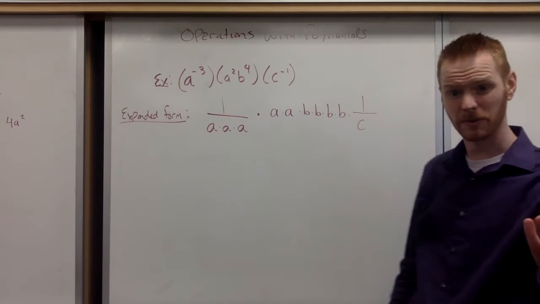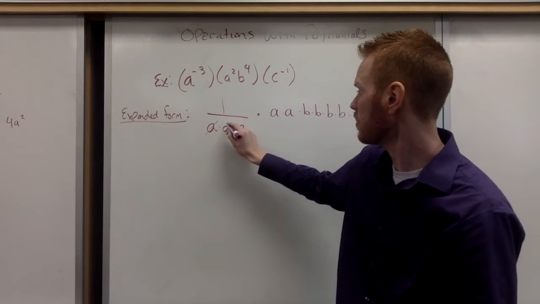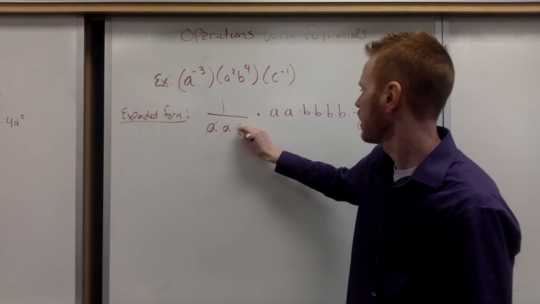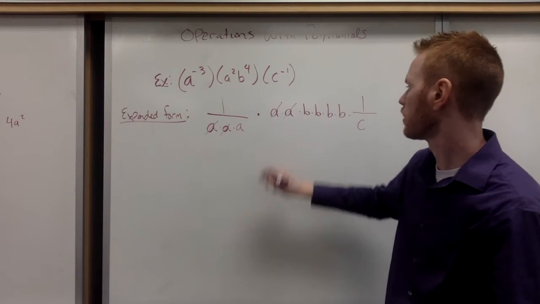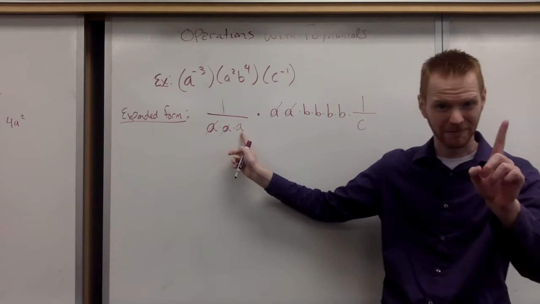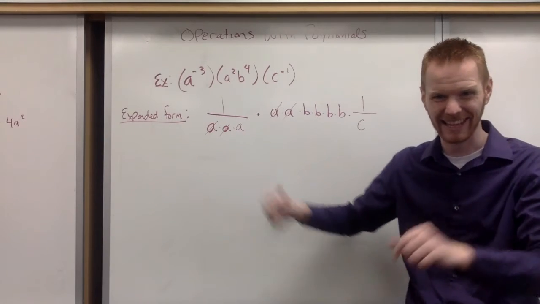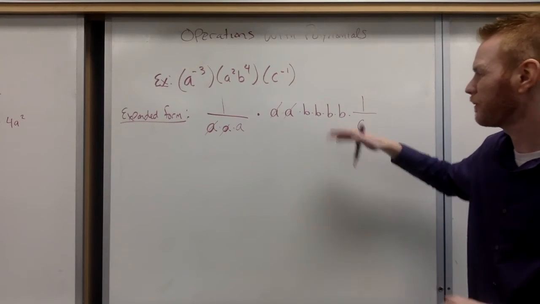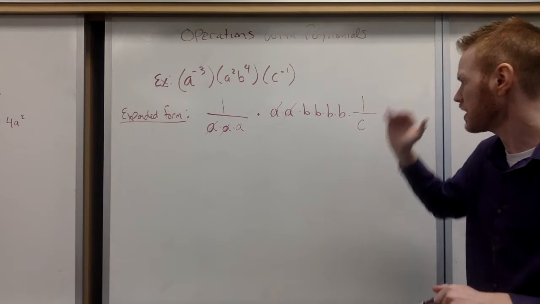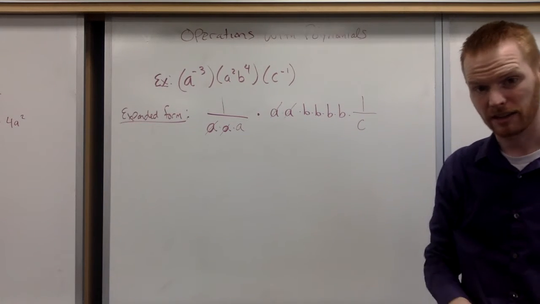Now, can you see what cancels out? I have 3 A's here in the denominator, and I have 2 A's up here in the numerator. So I can cancel those guys out, but 1 A still remains. Okay, I accidentally marked that. I have 4 B's in the numerator, doesn't cancel out with anything else. And I have 1 C in the denominator, which doesn't cancel out with anything else.